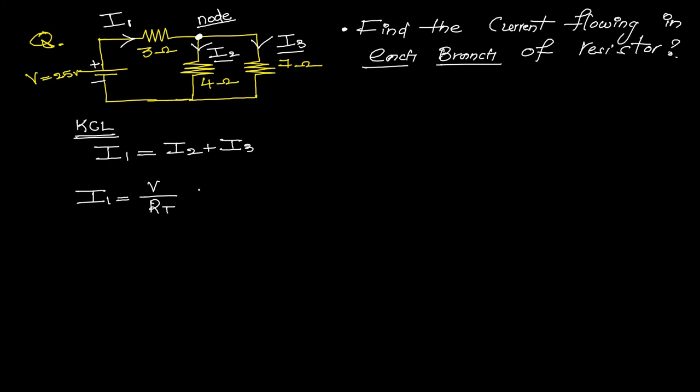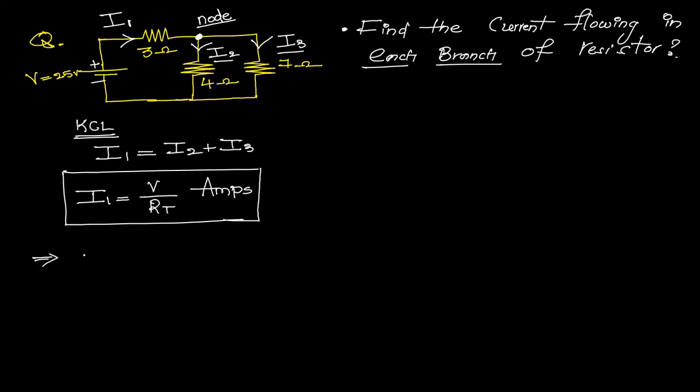Now first I am going to get the total or equivalent resistance of the given network. Here, 4 ohms and 7 ohms are both connected in parallel. So how do we find the equivalent of these two parallel-connected resistors, 4 ohms and 7 ohms?